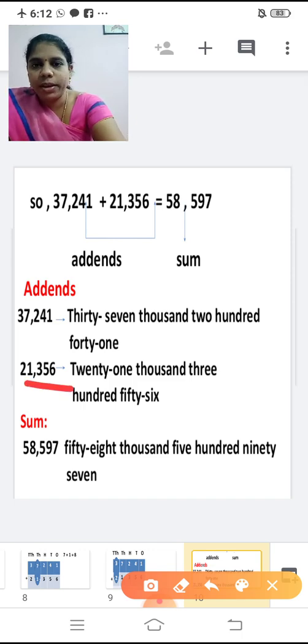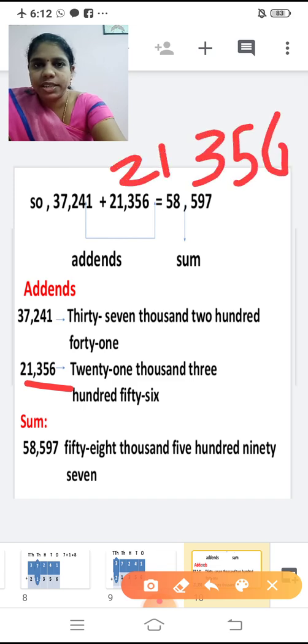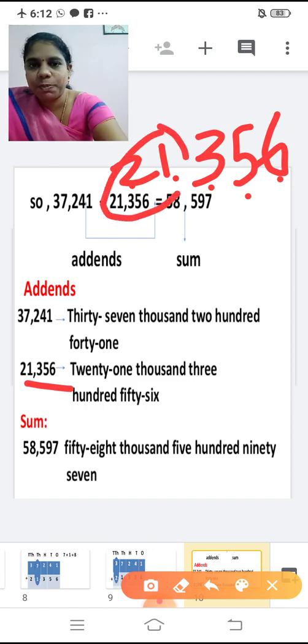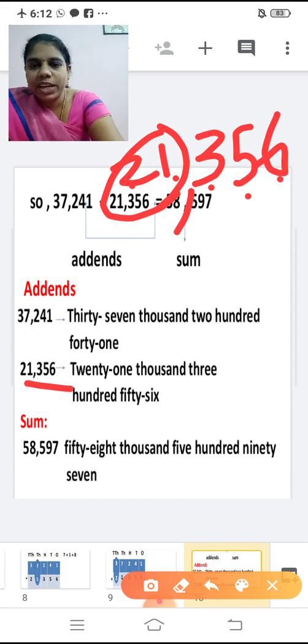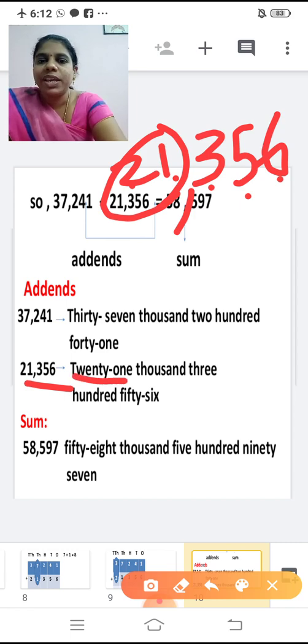Next, take the next one, 21,356. Ones, tens, hundreds, thousands, ten thousands. So 21 is in which period? It is in the thousands period, right? So 21,000, and 356. You all know the spelling, right? 21,356.